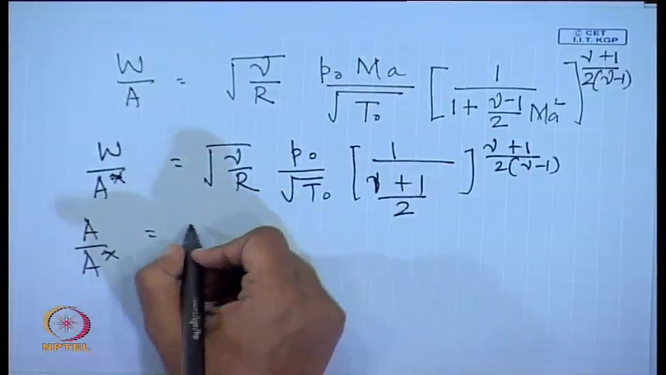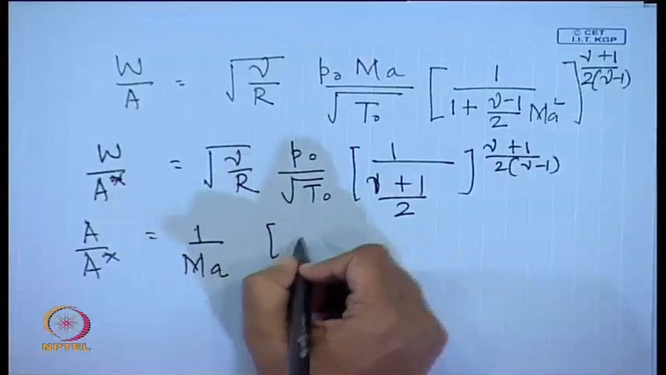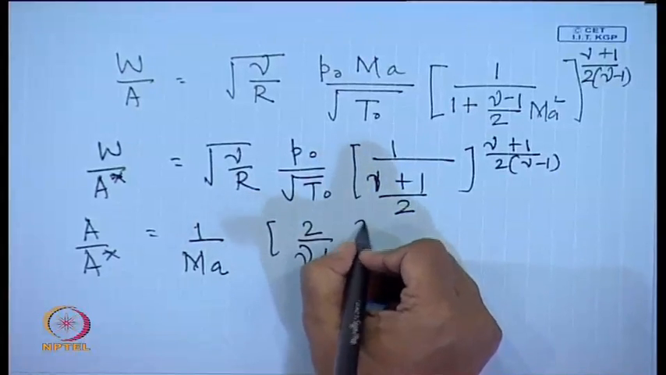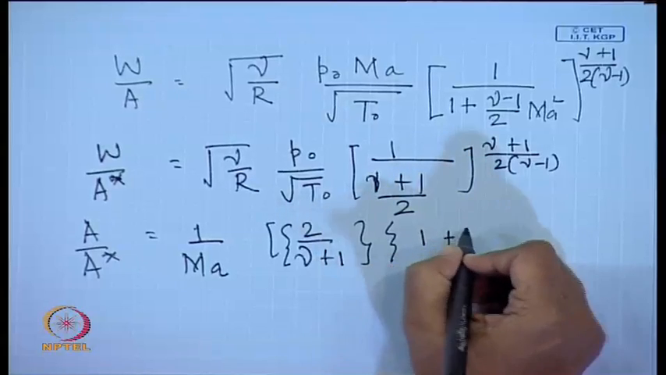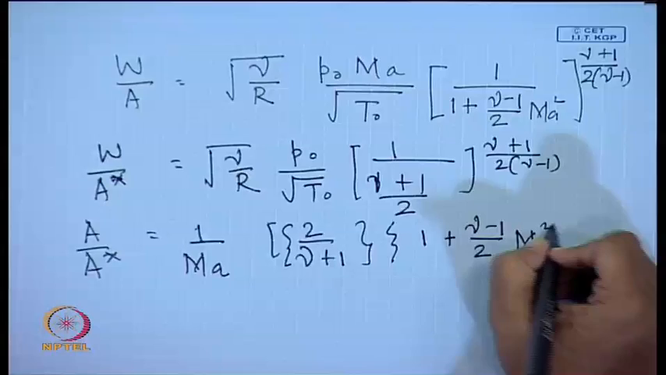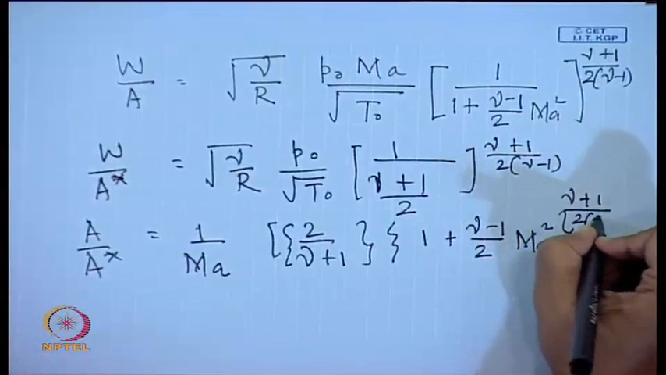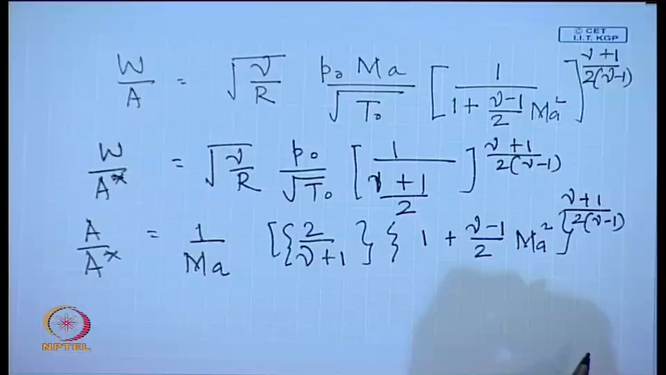What is A by A star then? We can write it down as 1 by M A, into 2 by gamma plus 1, into 1 plus gamma minus 1 by 2 M A square, all raised to the power gamma plus 1 by 2 into gamma minus 1. Please perform these derivations, otherwise I am just deriving it and you are just copying it down, that is not going to help you much. Okay. Please derive these derivations and then do them accordingly.